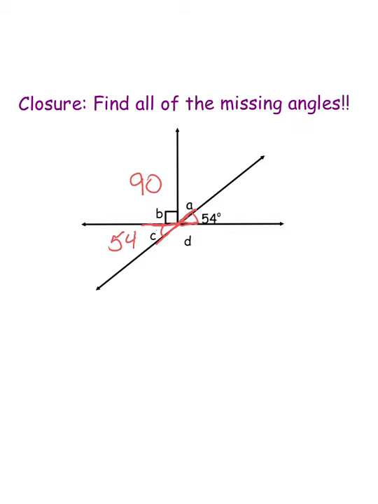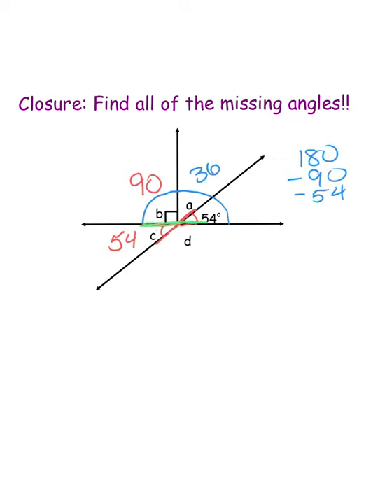If I look at the top 3 angles from here to here to here, that makes a straight line. So if I do 180 minus 90 minus 54, I get 36. So that angle is 36.